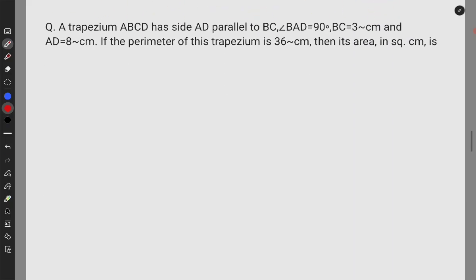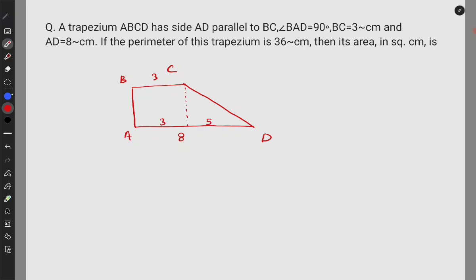Now let's see the next question. A trapezium ABCD had a side AD parallel to BC. BAD is 90, BC is 3, AD is 8. So let's say this is a trapezium. AD is parallel to BC and BC is 3. A, B, C, D. AD is 8, BC is 3. So let's draw an imaginary line. So it will be 3, it will be 5.